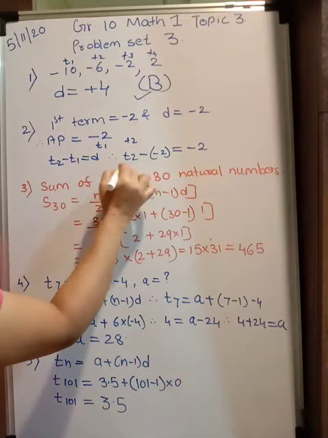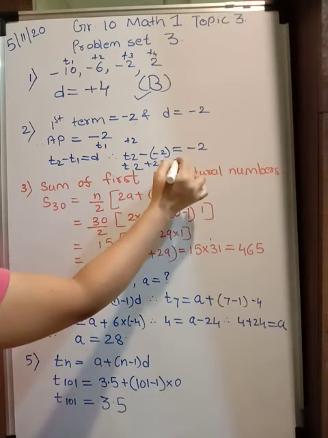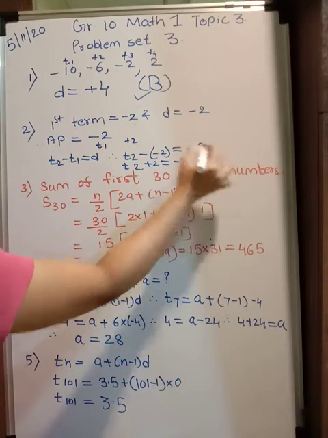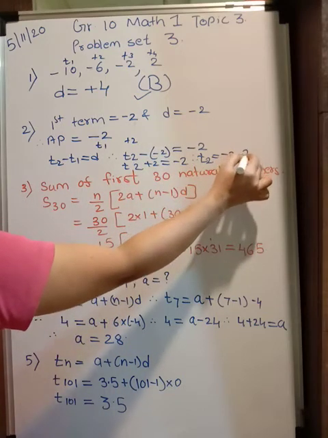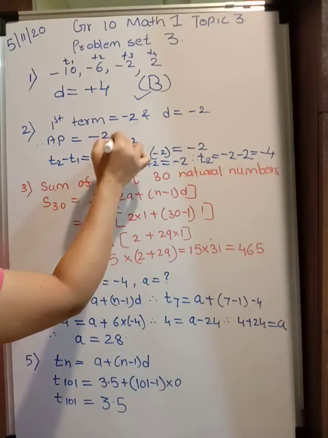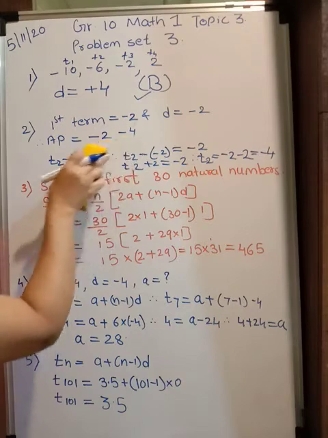So what we got: T2 minus (-2), that is T2 plus 2, will be equal to -2. Therefore T2 will be -2 minus 2, which becomes -4. So the second term will be -4. Are you understanding me? Okay.